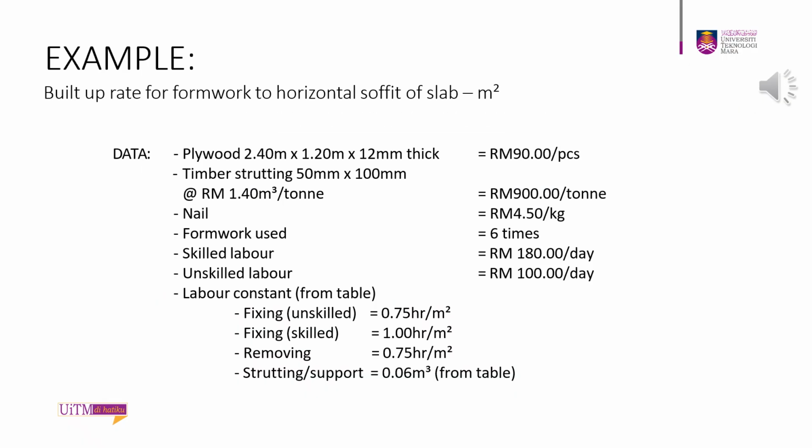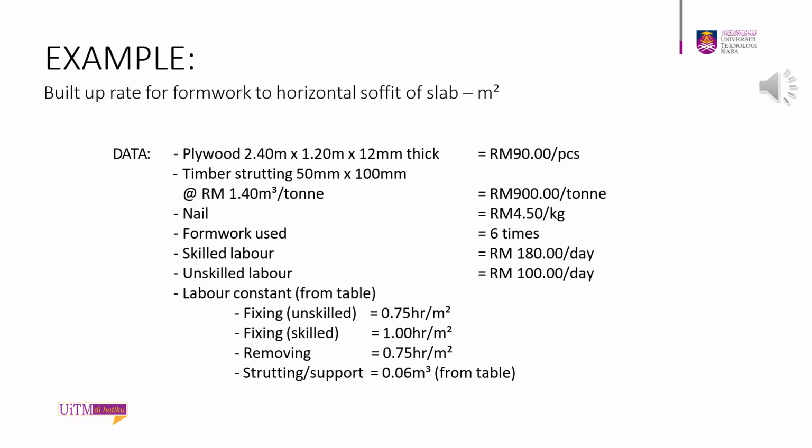This slide provides the data needed to calculate the built-up rate for formwork to the horizontal soffit of a slab, measured per square meter. We begin with the material components: plywood sheets, timber strutting, and nails, each with their respective prices. The plywood panel costs 90 ringgit per piece, the timber strutting is priced at 900 ringgit per ton, and nails cost 4 ringgit 50 sen per kilogram. The formwork is assumed to be reused 6 times, which helps reduce the cost per cycle.